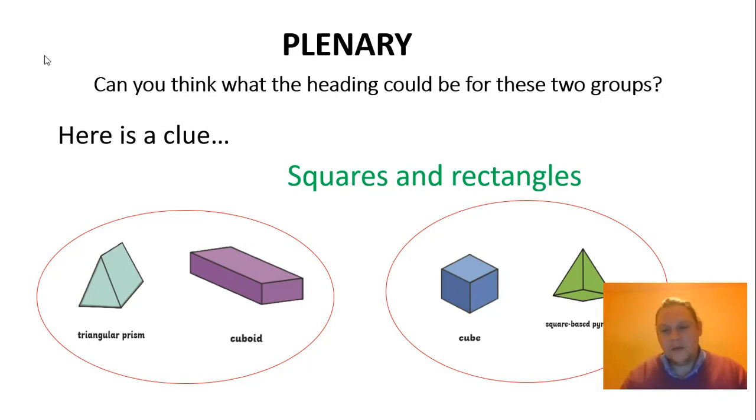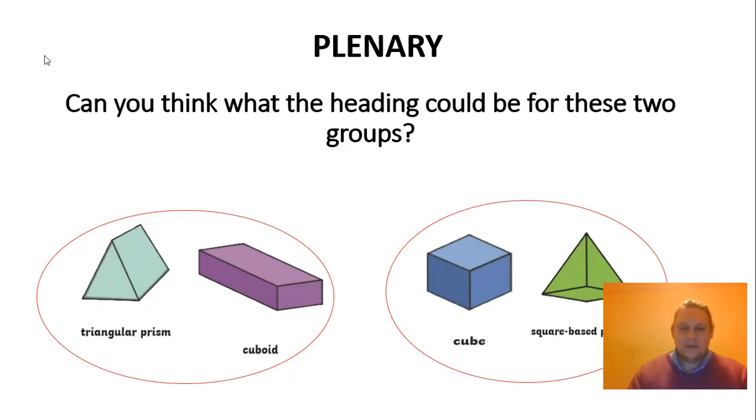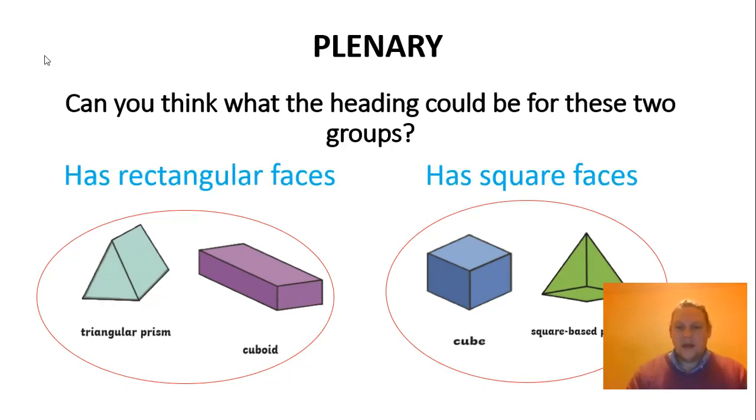All right, and we can look at the ones on the right, and our other clue was squares, where we can see that our cube's made up of all squares, isn't it? And then our square-based pyramid, like we said before, has got a square base, so it has one square face as well. All right, so our headings for these two particular groups could be has rectangular faces and has square faces, okay?